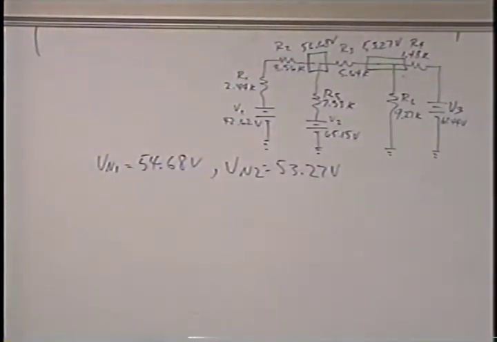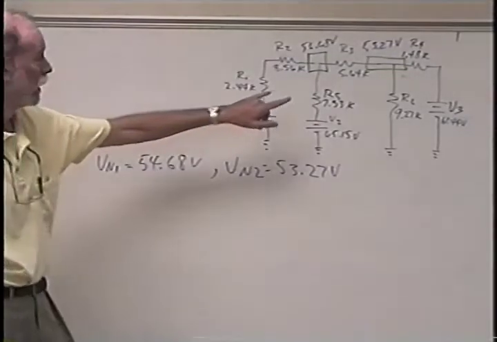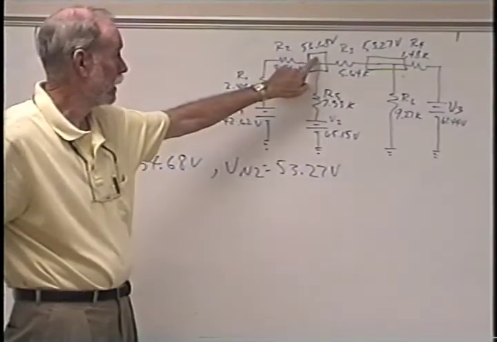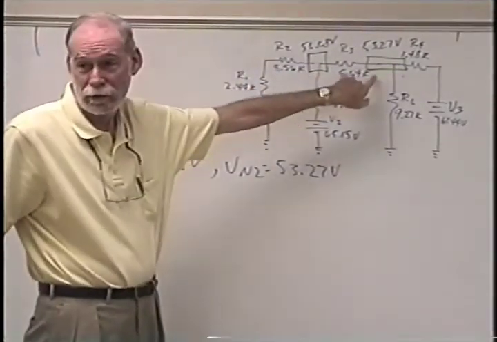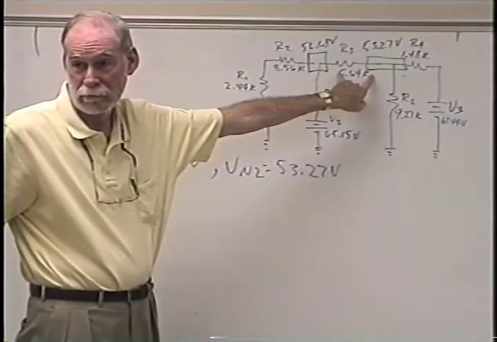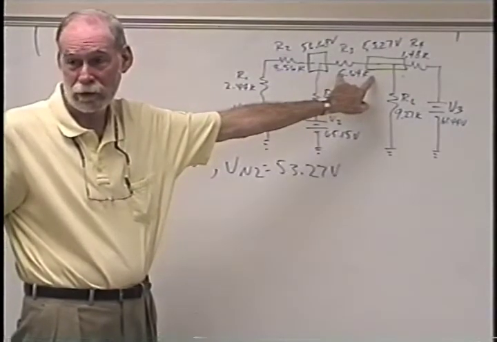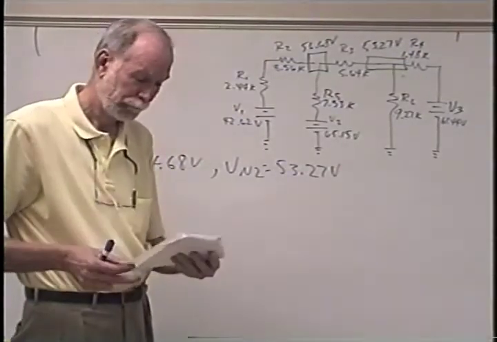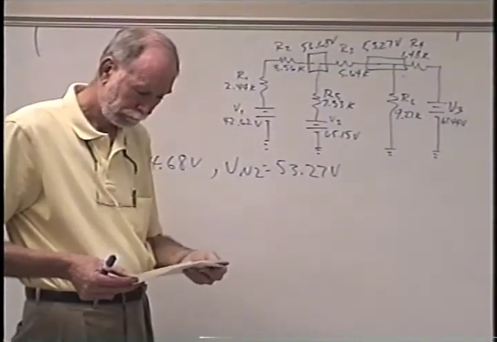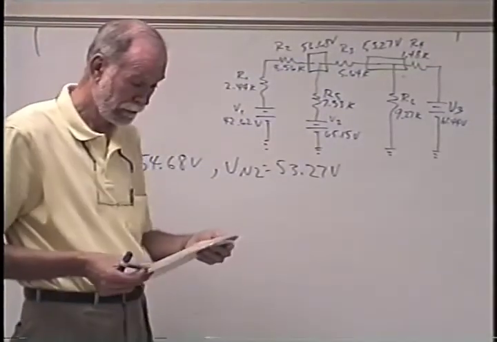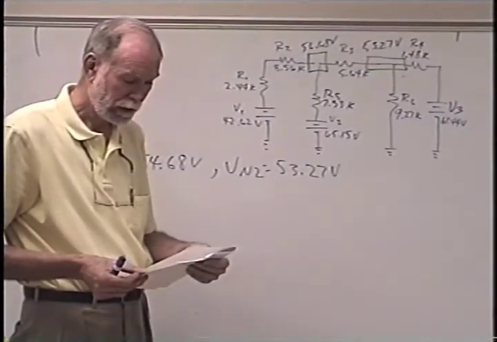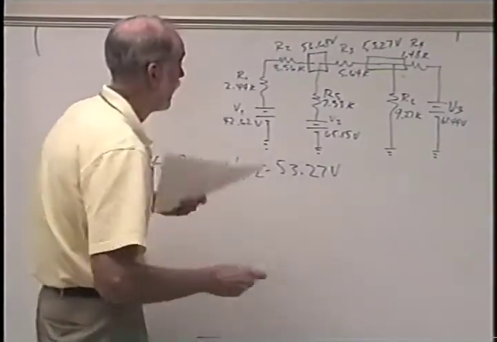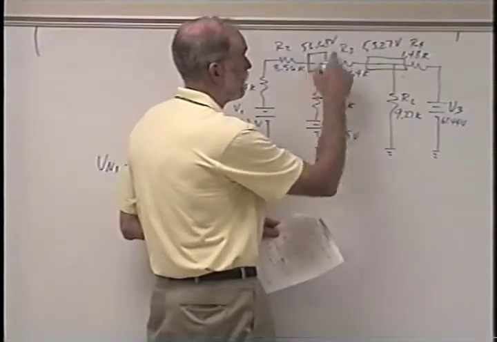Now then, let's just look and see what we can see right quick. The voltage drop across R3 would have to be the voltage at node 1 minus the voltage at node 2, wouldn't it? Because that would be the difference of potential across that. That turns out to be, let's see, that's VR3. Okay, that turns out to be negative 1.41 volts.